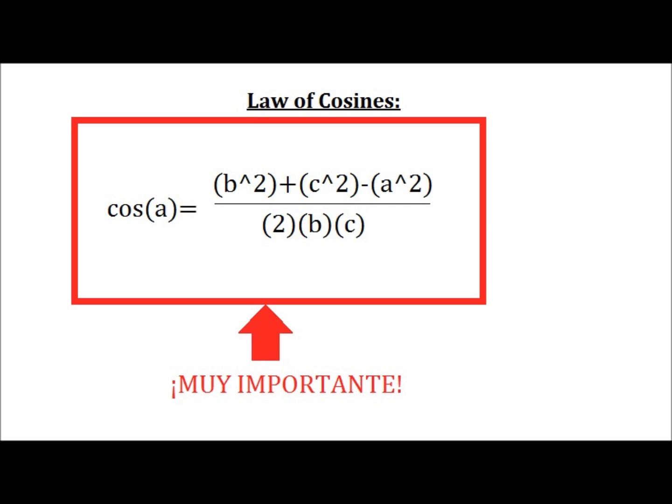Muy importante! This law is very important when you want to find the measure of an angle when given only the lengths of the sides. The law of cosines states that the cosine of angle A equals the length of side B squared plus the length of side C squared minus the length of side A squared. This is then divided by 2 times the length of side B times the length of side C.